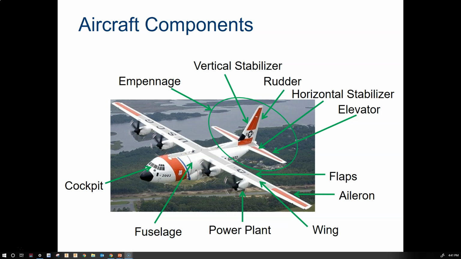There's an empennage at the back that consists of that vertical stabilizer and rudder, and a horizontal stabilizer and its elevator. Notice that the flaps take up a large portion of the trailing edge of the wing, and the ailerons take up very little at the tip.